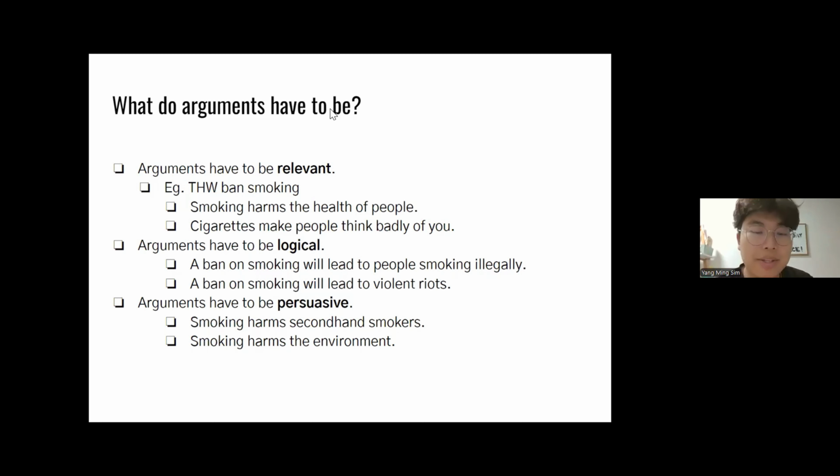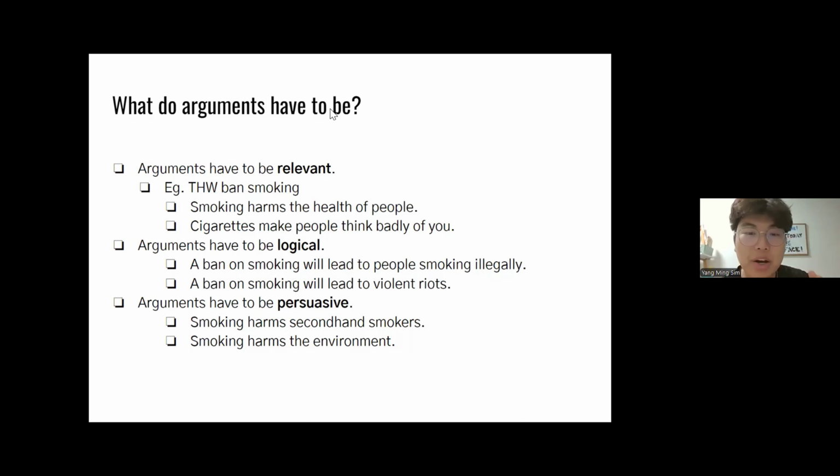The second thing you have to take note of is that arguments have to be logical. What this means is that your arguments have to follow a certain type of flow, or a certain type of process, in order to make that argument logical. You know how when you talk to your friends, sometimes people say, hey, you're talking like no logic, which basically means that you don't really make sense. You don't sound like you know the thing, and you don't make it seem like it's true.